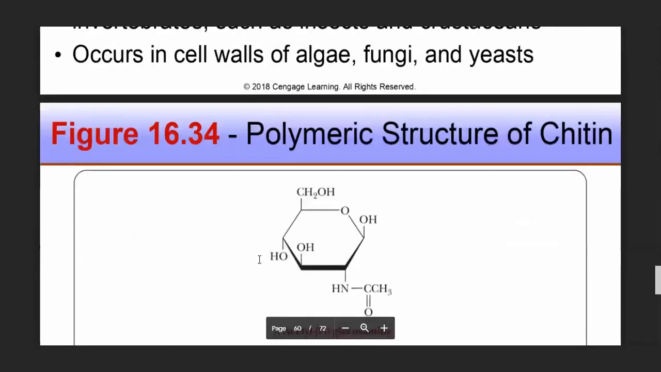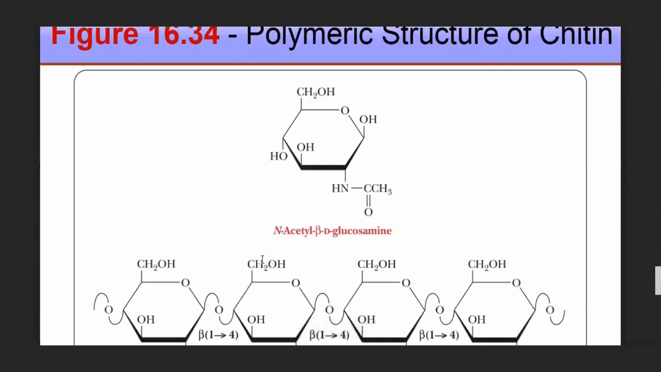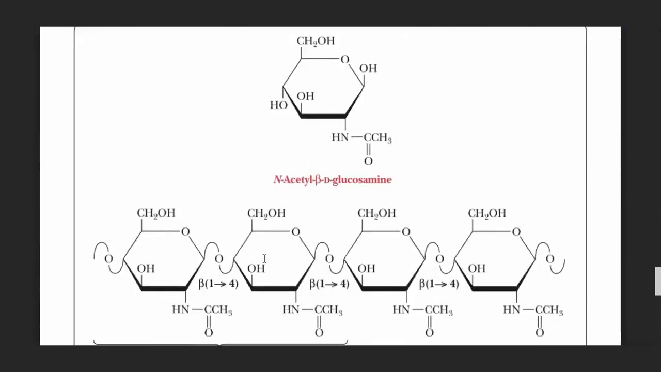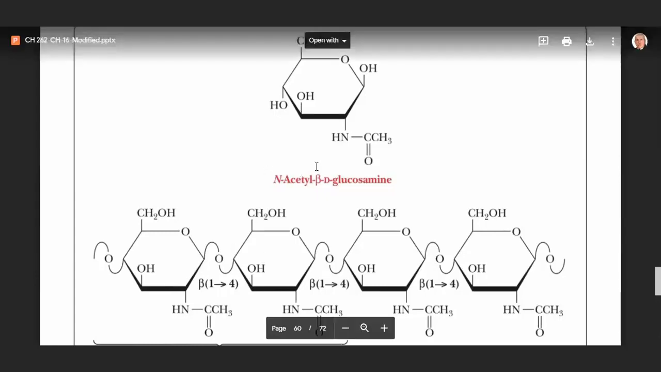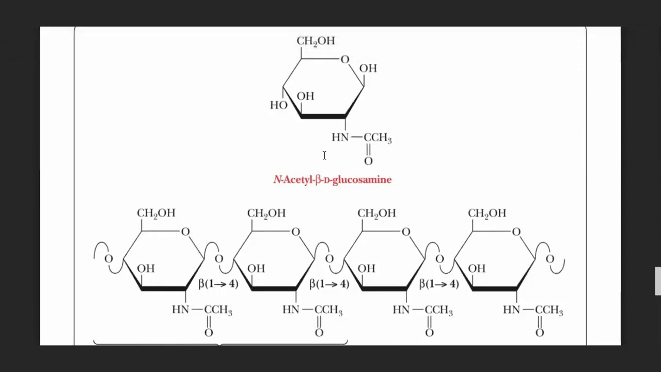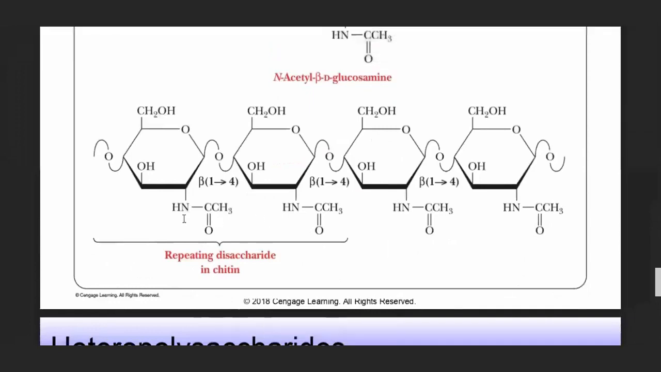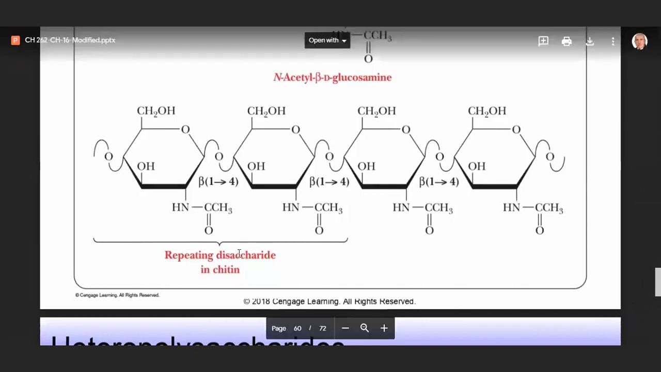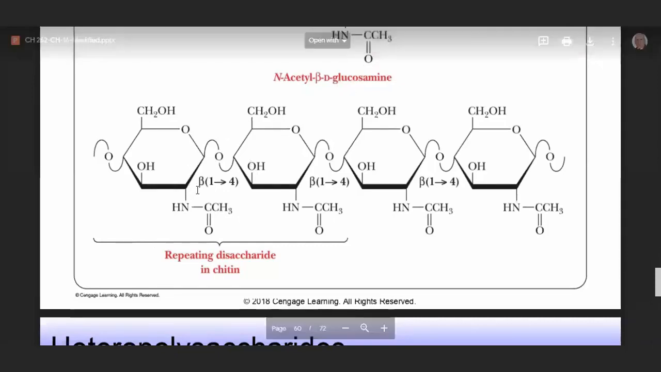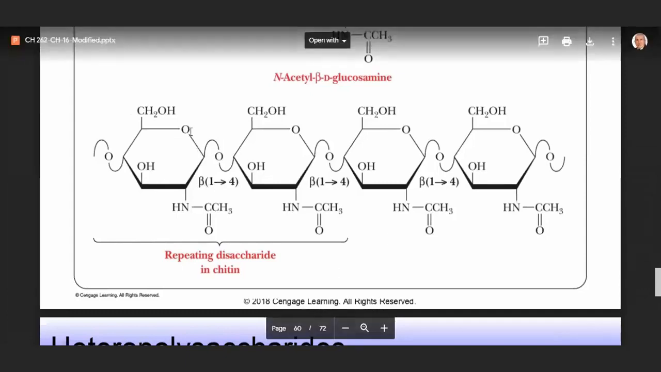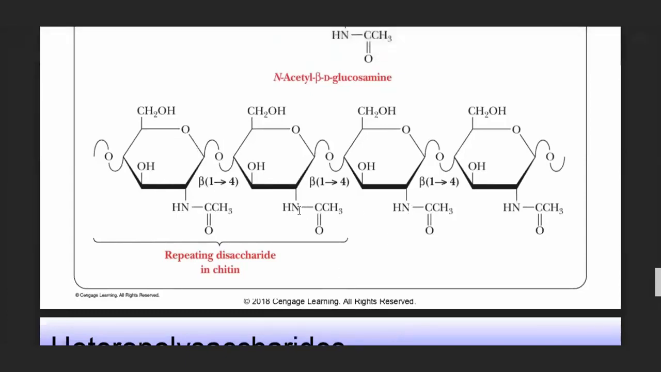Now, this figure shows you the polymeric structure of chitin. Notice the monomer called N-acetyl glucosamine. This is the monomer, and a dimer of N-acetyl glucosamine is the repeating disaccharide. We call this the repeating disaccharide. Two molecules of N-acetyl beta-D-glucosamine are joined together by beta 1,4 linkage, and this dimer is repeated on and on and on.